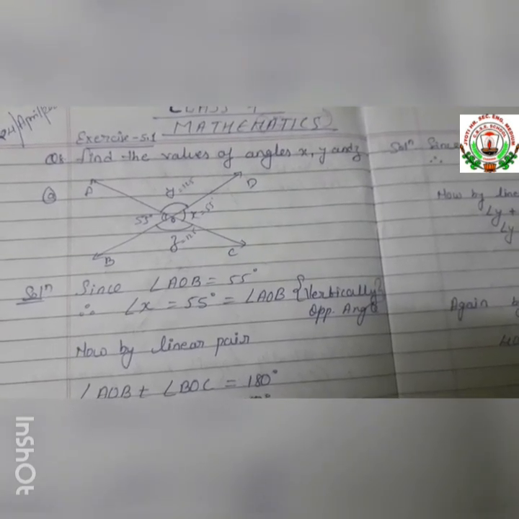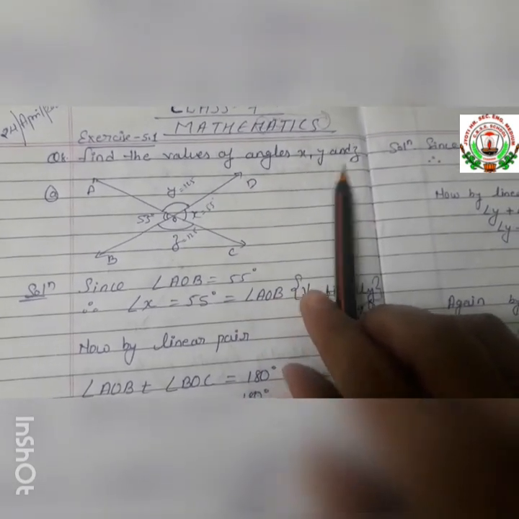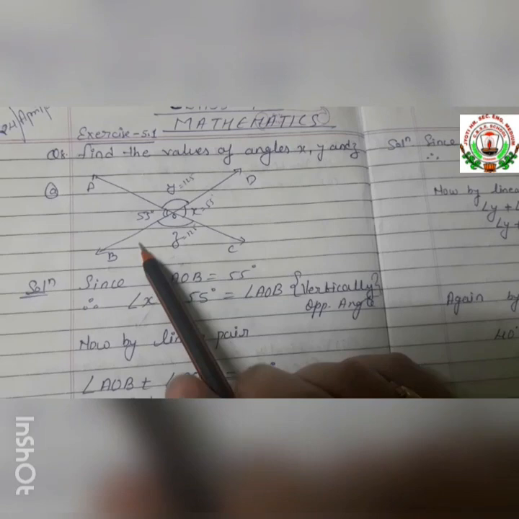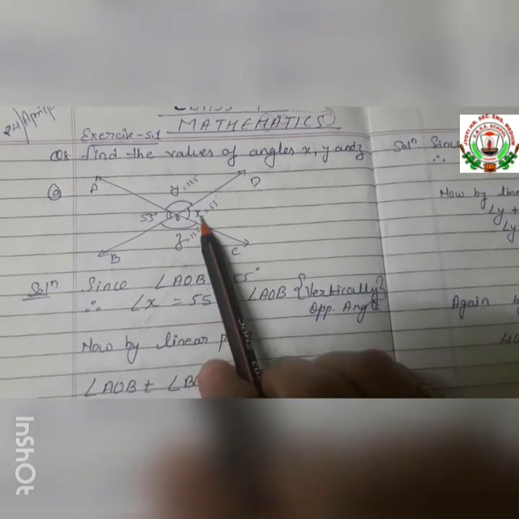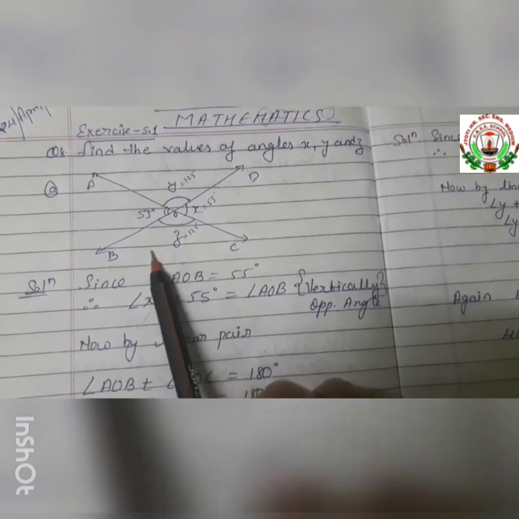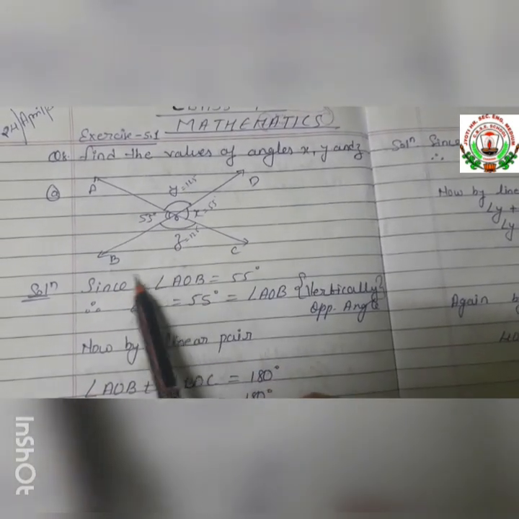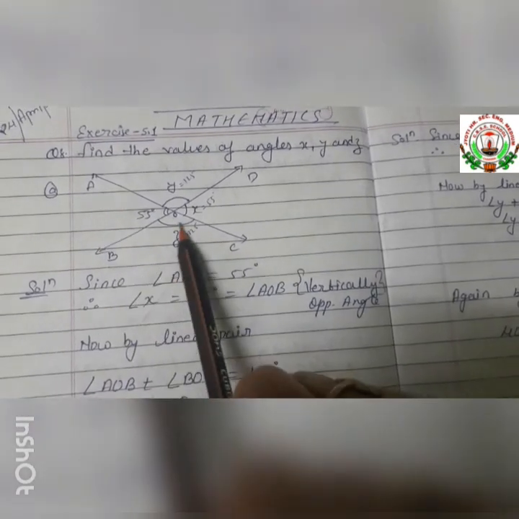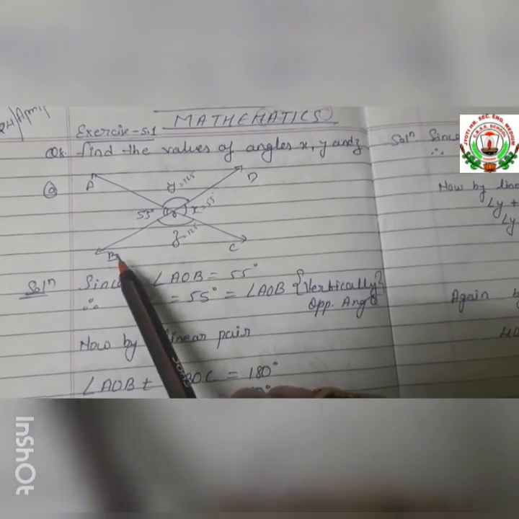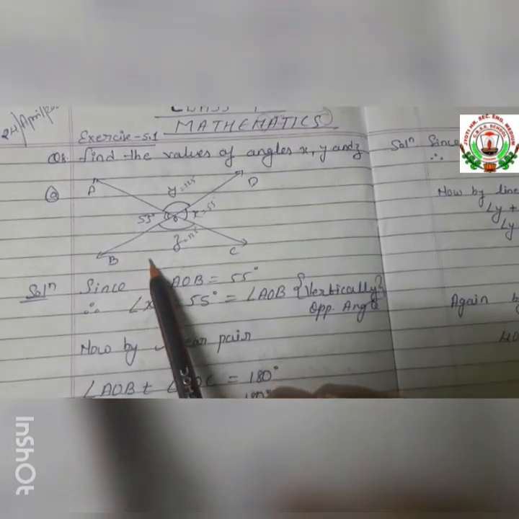So here is the question. Find the value of angle XYZ. Here is the figure. A figure is given and the value of XYZ we have to find, isn't it? Now what we have to do first, we have to label the figure by the name. So A, here O, B, C and D. The labeling can be done according to your wish.